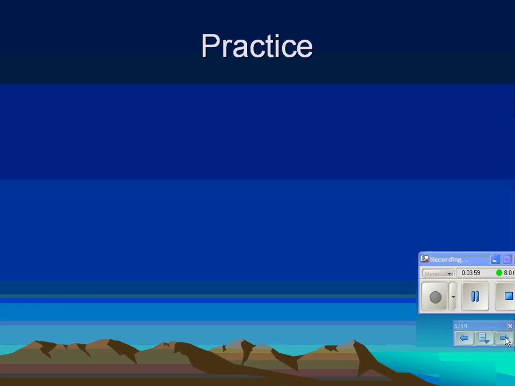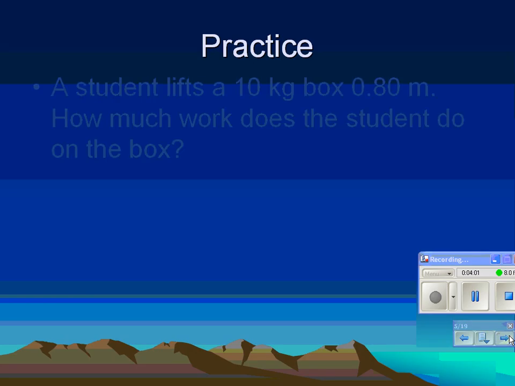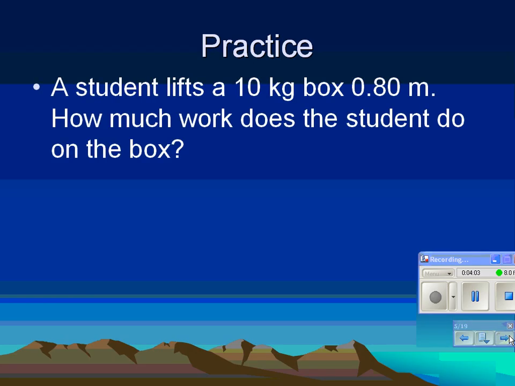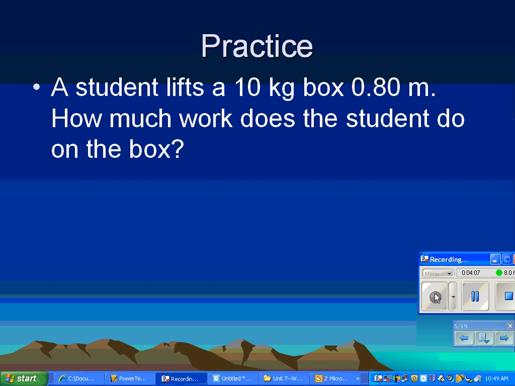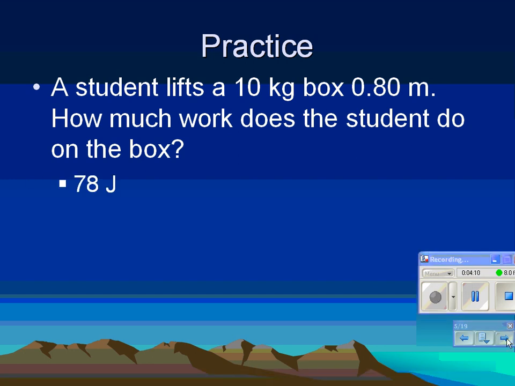Cool. Let's try it. We'll practice. Give it a try. You've got 12 and a half seconds. Be careful with this one, because 10 kilograms is the mass, not the weight of the object. So you need to figure out the weight of the object to figure out the force it takes to lift it. In this case, 10 times 9.8, or sometimes 10 times 10, depending on how you're doing it. Then you take that times 0.8, and that gives you the answer of 78 joules. A Newton meter is a joule.